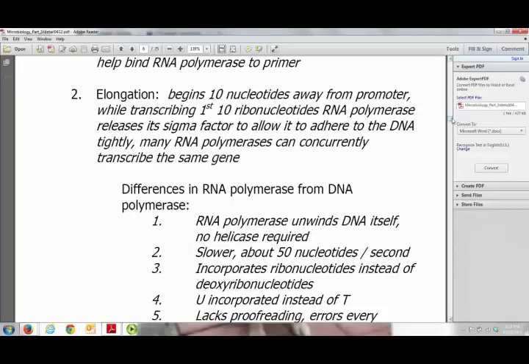During the elongation phase, it's going to begin 10 nucleotides away from the promoter, and while transcribing those first 10 nucleotides, the RNA polymerase will release its sigma factor to allow it to adhere to the DNA tightly. Many RNA polymerases can concurrently transcribe the same gene.